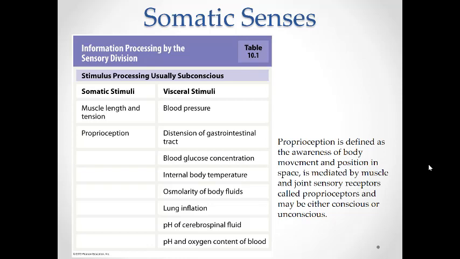Visceral stimuli include blood pressure, gastrointestinal tract, digestion, blood glucose, internal body temperature, osmolarity, lung inflation, pH of the cerebrospinal fluid, and pH and oxygen content of your blood. Your body actually has sensors all over the place that detect all of those things and tell your brain what they are.